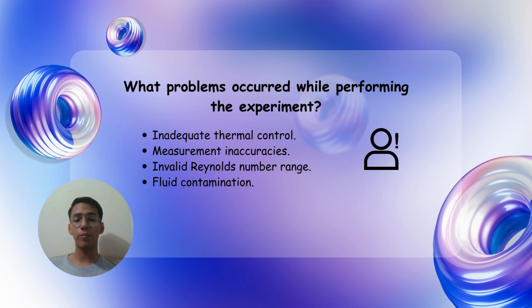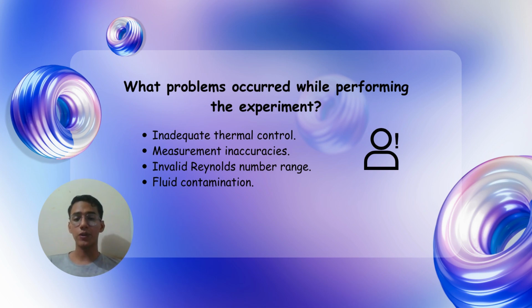What problems occurred while performing the experiment? Well, we identified four main problems. The first one is inadequate thermal control, because in the Brookfield experiment, poor thermal control occurred because we mixed castor oil at different temperatures, leading to unreliable viscosity readings.